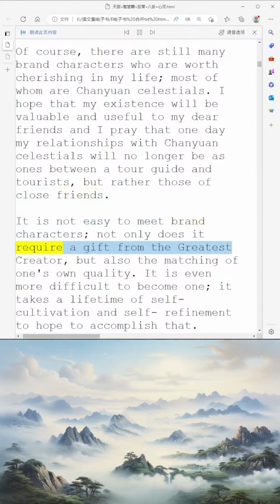Not only does it require a gift from the greatest creator, but also the matching of one's own quality. It is even more difficult to become one. It takes a lifetime of self-cultivation and self-refinement to hope to accomplish that.